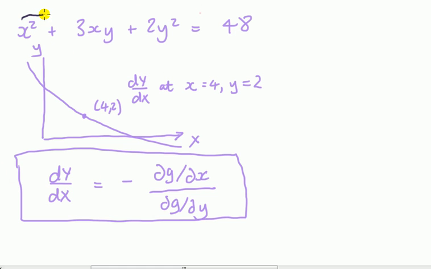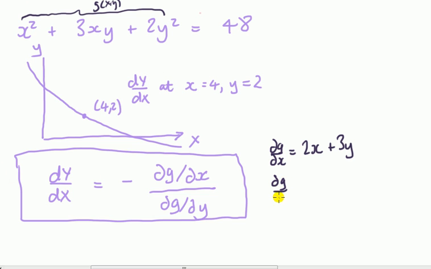This whole thing here on the left hand side is the g. Alright, so it's the g of x, y. So I want to differentiate this whole left hand side first with respect to x, the partial with respect to x. So what do I get? Okay, I get 2x plus 3y. 2x and then 3y, and then y, because y is treated as constant.